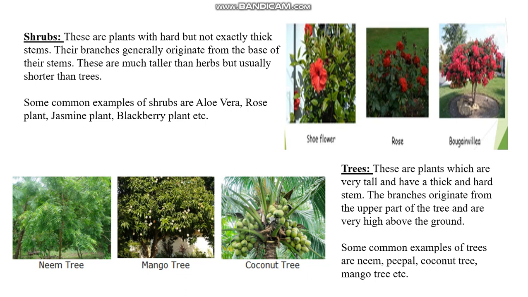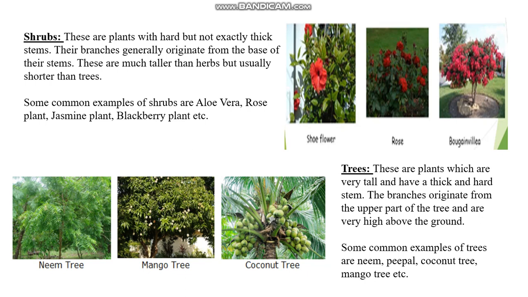Next is shrubs. Shrubs are plants which have a hard but not very thick stem. Examples: lemon, rose, bougainvillea, aloe vera, jasmine, blackberry plant. These are the examples of shrubs. If you see, the branches generally originate from the base of their stems. They are much taller than herbs but usually shorter than trees.